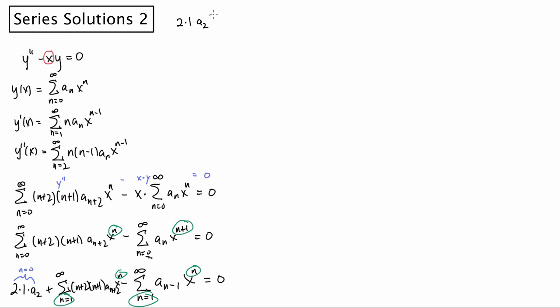Sorry, I'm writing kind of small here. There's going to be a lot of work on this problem. Because the indices are the same and the powers are the same, I can group this sum. And I have (n+2)(n+1)a_{n+2} minus a_{n-1}, all of that times x^n equals 0.